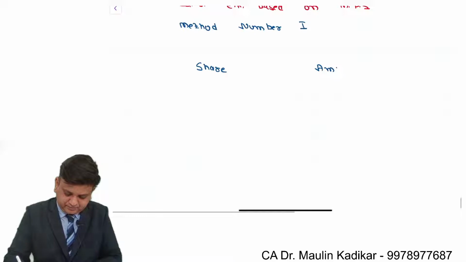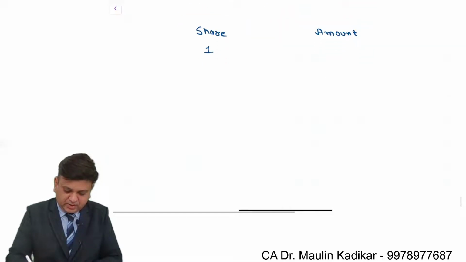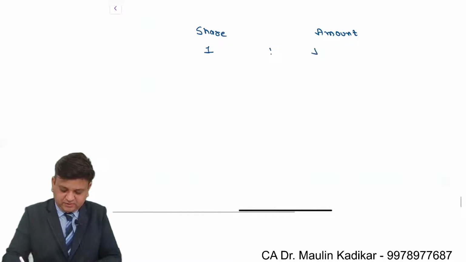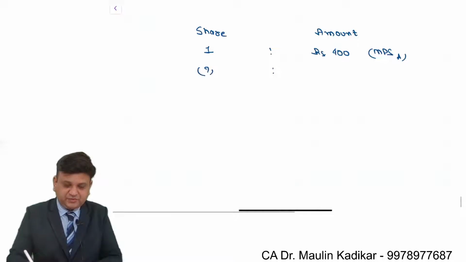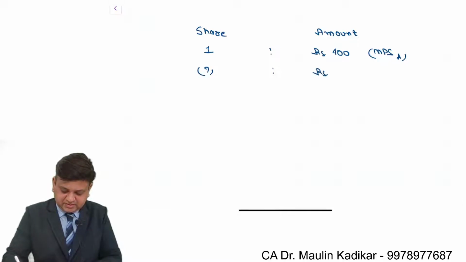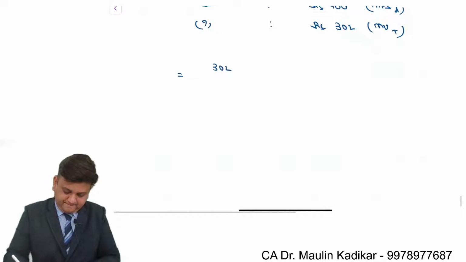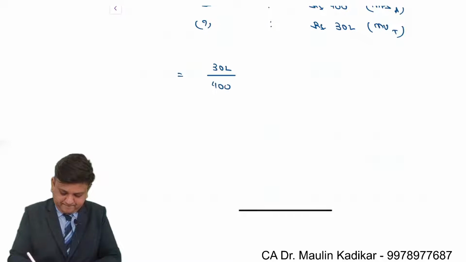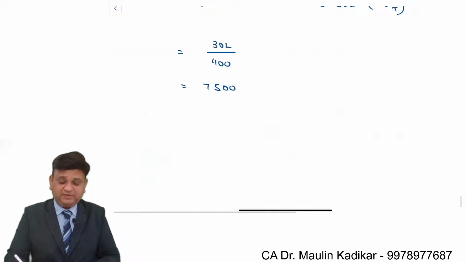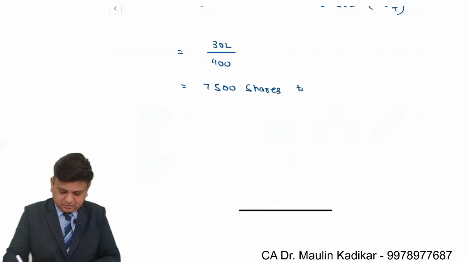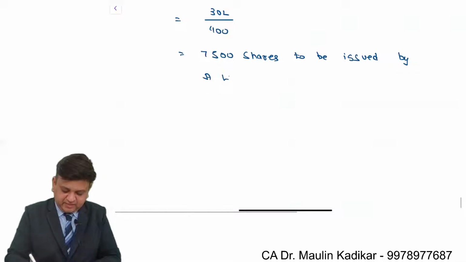Share in amount. Issuing one share of A Limited has a value of rupees 400. So this is the number of shares to be issued to discharge a consideration of rupees 30 lakhs. So the final answer is 30 lakhs into 1 divided by 400. So 7,500 shares to be issued by A Limited to T Limited shareholders.